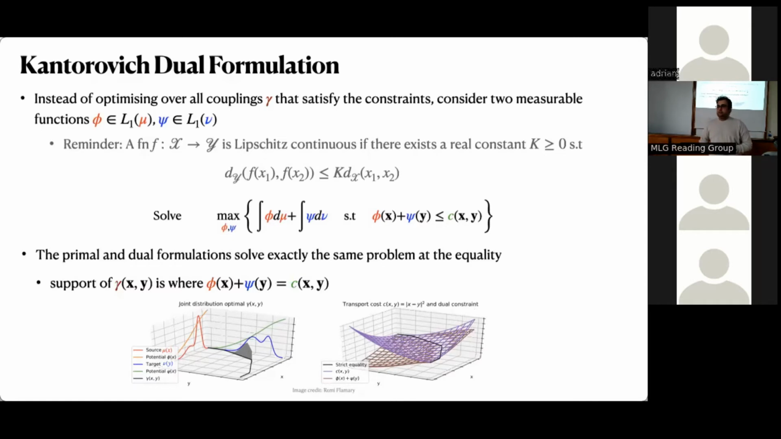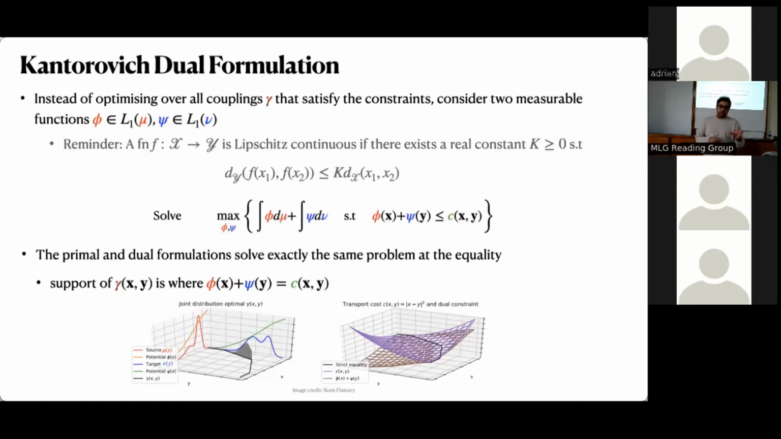Sorry, I'm a little bit confused. Given that you've solved this dual problem, you end up with two functions, phi and psi. If I'm not mistaken, the solution to the primal problem is a joint distribution over the source and target space. How would you recover the joint distribution given that you know phi and psi?